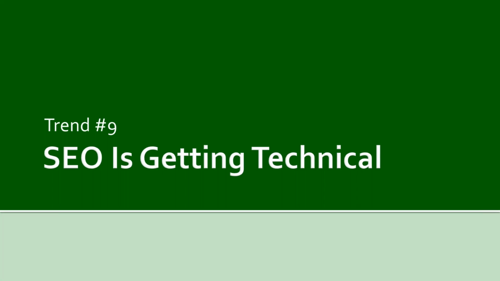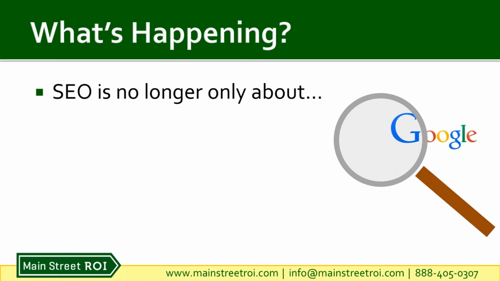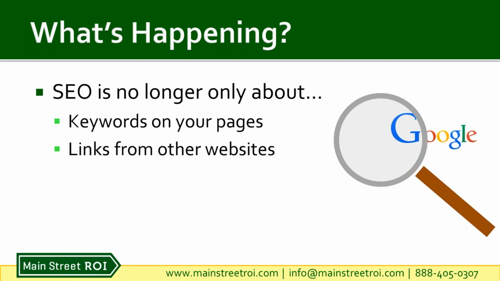So trend number 9, SEO is getting technical. Back in the day, SEO was pretty straightforward. It was kind of mind-boggling how simple it was. So you would just need to put keywords on your pages, and you would try to get links from other websites to your website. And a link is like a vote, kind of like someone voting for you and saying that you're a legit business. You deserve to rank higher in Google. And if you had keywords on your page, then that would tell Google that you're relevant for that keyword. And if you had a lot of votes, you would naturally rank high.